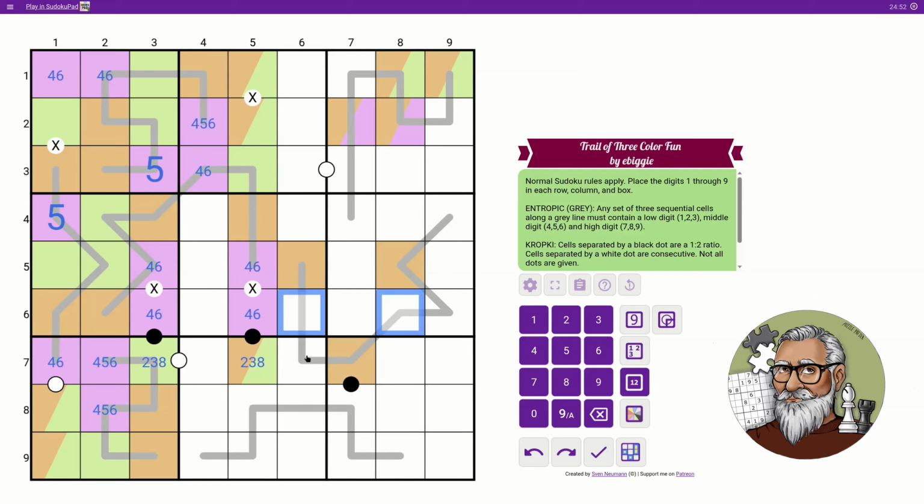These are the same color, right? But they can't be orange and they can't be pink either. So they are green. So these are orange. Not orange, pink. And this one is green.